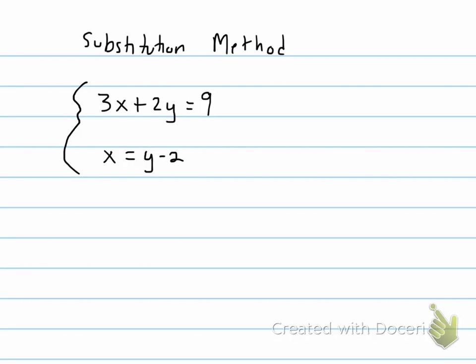What it is, is taking a variable and substituting it. In this problem, both x's equal the same number and both y's equal the same number. So what we're saying is, since this problem 3x plus 2y equals 9 and x equals y minus 2, I can take this, since that's what x equals, and I could put it into that x. Let me show you a quick problem real quick.